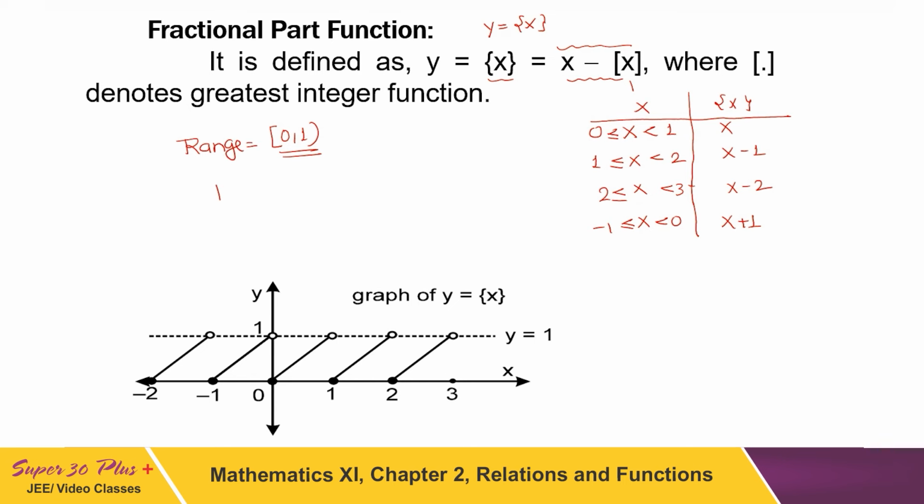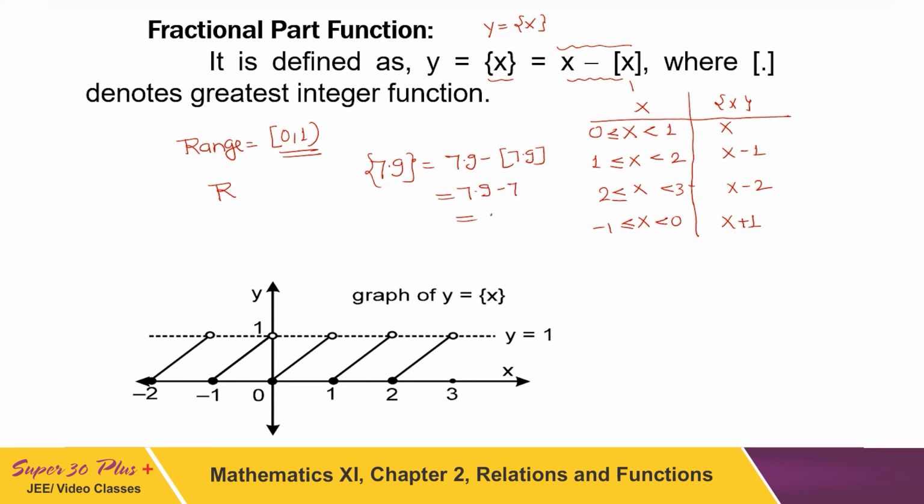The domain is real values, which means you can put any real number in the function and find the fractional part of that value. Suppose we want to check the fractional part of 7.9. By the definition, it will be 7.9 minus the greatest integer of 7.9. As we know, the greatest integer of 7.9 is 7.